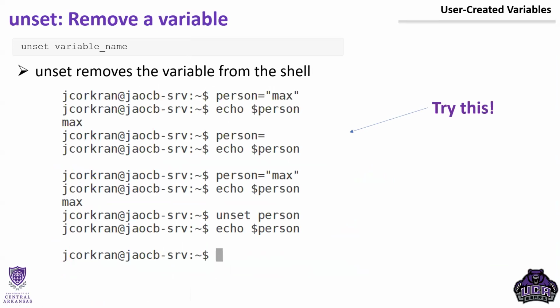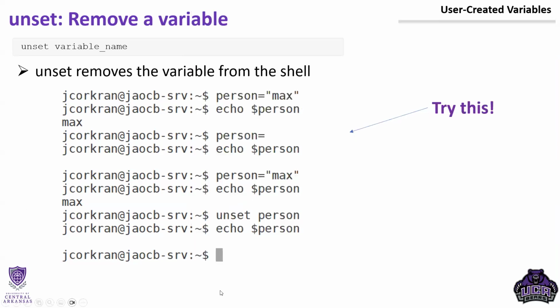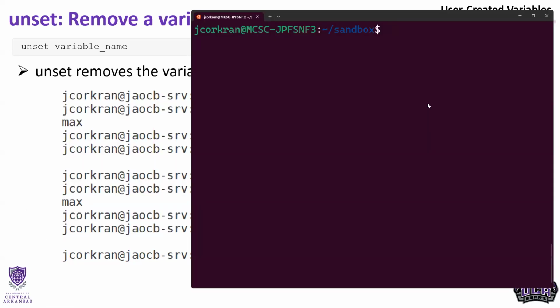Okay, unset. Let's take a look at this one. So unset allows us to actually delete a variable. There is no other command to delete it. So again, we're just going to use the same thing, person right here. We'll echo out $person and just make sure we still got Max right there.